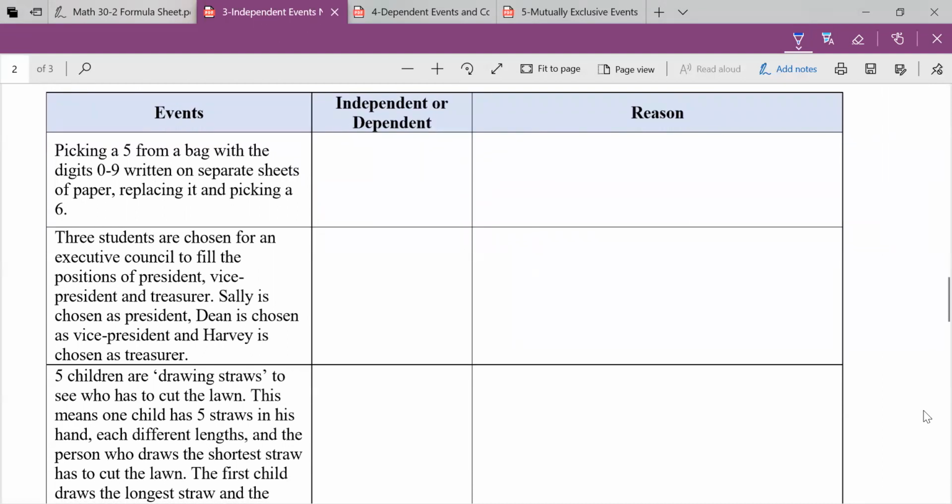So here we go. Picking a 5 from a bag with the digits 0 to 9 written on separate pieces of paper, replacing it, and then picking a 6. Well, this would be independent because of the replacement, because the probabilities would then stay the same. They wouldn't be changed, would they?